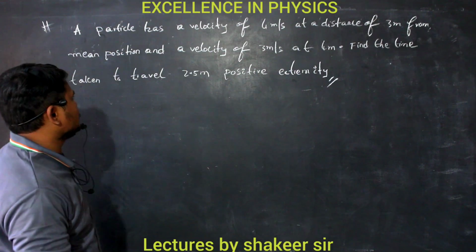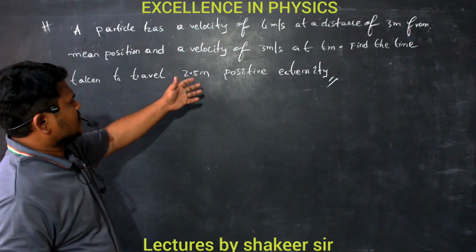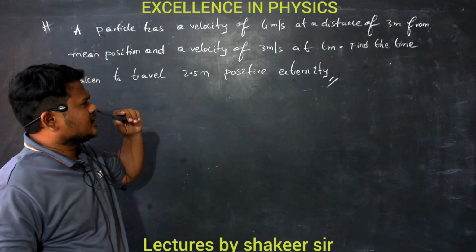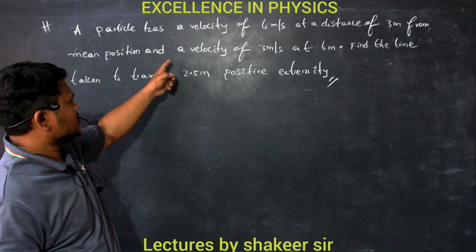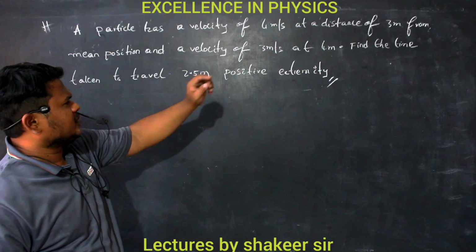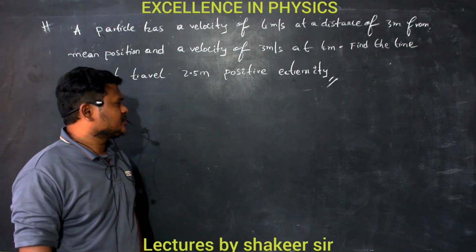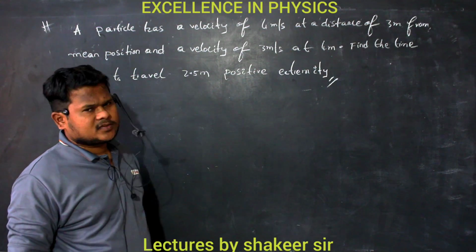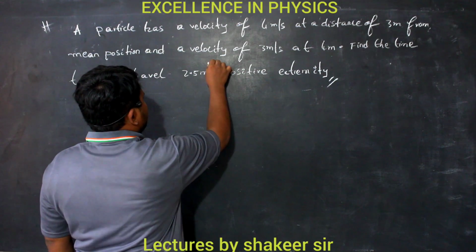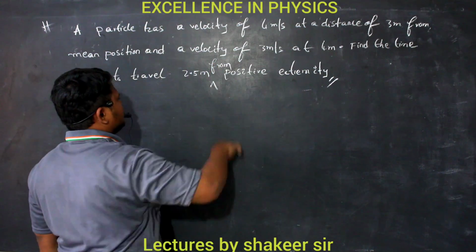Now let us see the next question. A particle has a velocity of 4 meters per second at a distance of 3 meters from the mean position and a velocity of 3 meters per second at 4 meters. Then find the time taken to travel 2.5 meters from the positive extremity. Clear? So this is what we are supposed to find out.